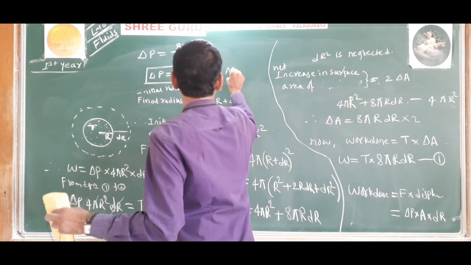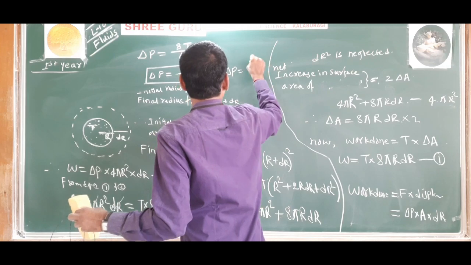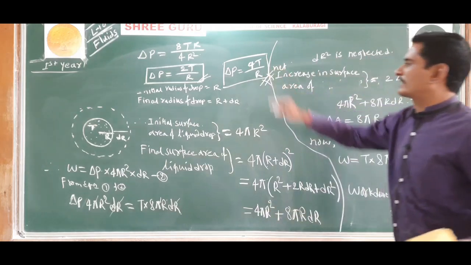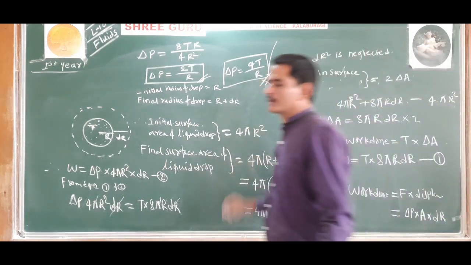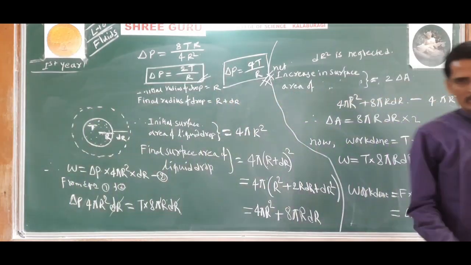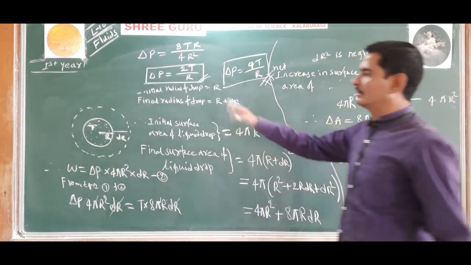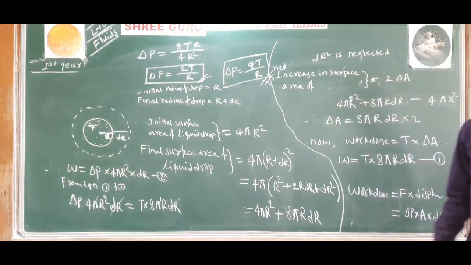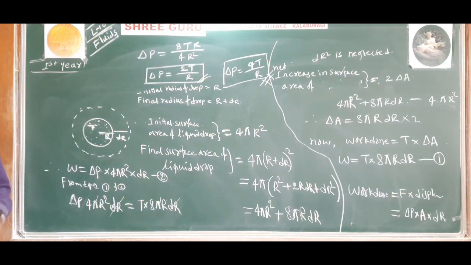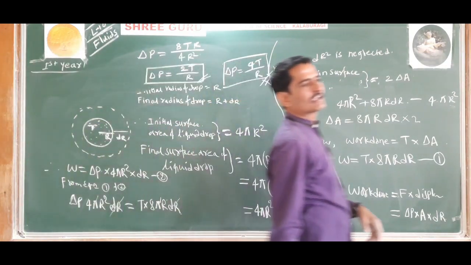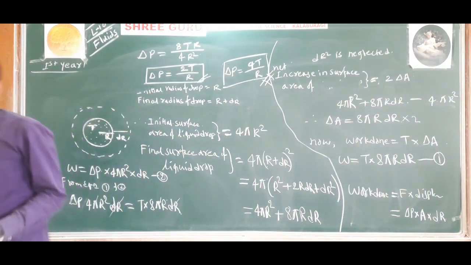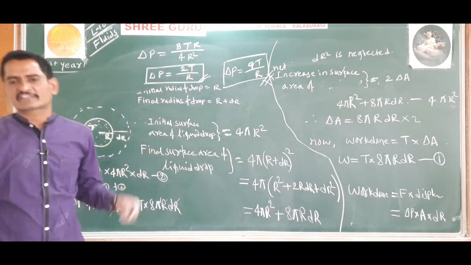Then here delta P is equal to 4T divided by R. So this will be the excess of pressure for a soap bubble. This is the expression for excess of pressure for a soap bubble and you have to derive it on your own. Understood? I know our college students will do it very easily, so that's why I am leaving that one to you. So excess of pressure for a soap bubble will come out to be delta P equal to 4T divided by R. Understood? So this is the concept of excess of pressure.